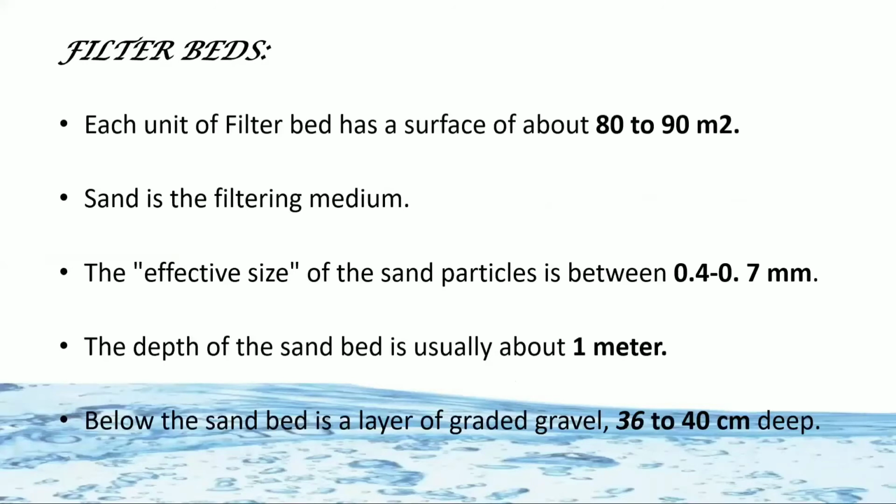In the filter bed, each unit has a surface area of about 80 to 90 square meters. Here also sand is the filtering medium. The effective size of the sand particle is between 0.4 to 0.7 mm. The depth of the sand bed is usually about 1 meter. And below the sand bed, there is a layer of graded gravel which is 36 to 40 centimeters deep.